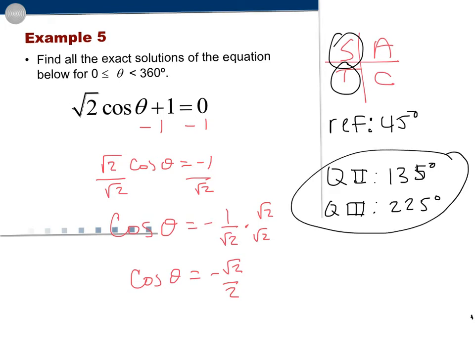If you need a little bit of a refresher on how to find a reference angle, go back to Chapter 13, look up those videos, and go ahead and get a quick refresher on how to apply the reference angles to find our solutions. But that is how we would solve. Okay, so this one's pretty straightforward. If you can do this, you're in good shape so far, but definitely need to know how to do those quadratics also.